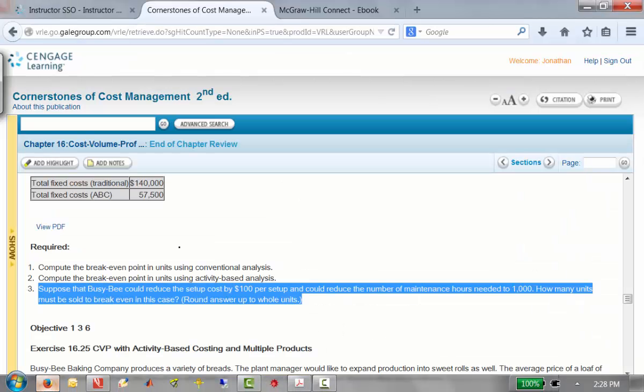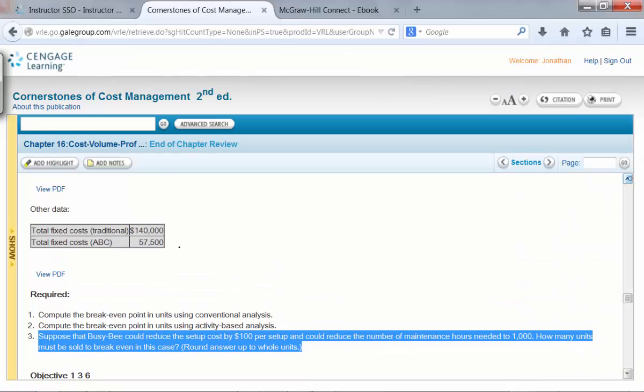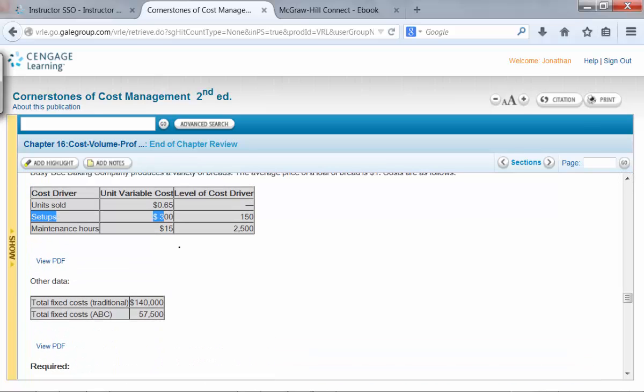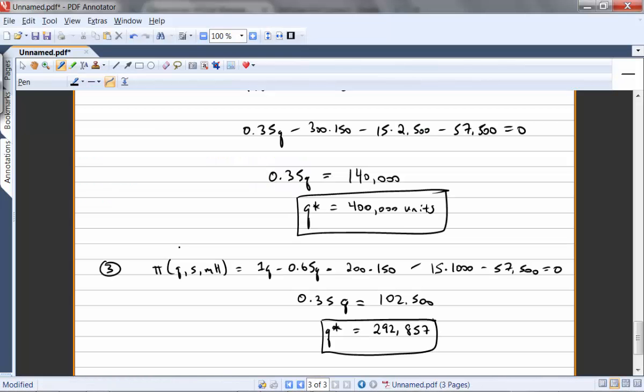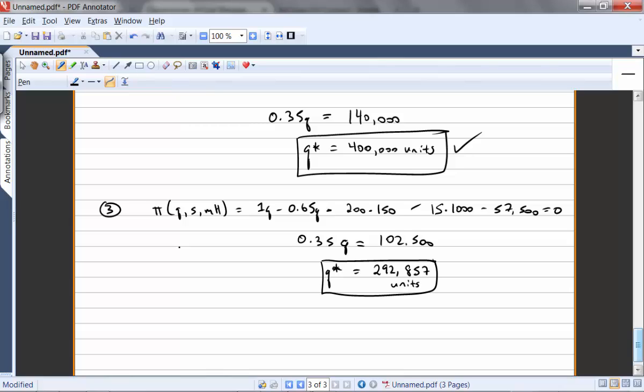So what's interesting is that with ABC, if we analyze our costs, we take note of these costs for setups and maintenance hours, and then we realize, hey, if we can reduce our setup cost by $100 and we don't need as many maintenance hours, we don't have to produce as many units just to break even as we did before. So that's one of the insights that you get from using activity-based costing, doing that first, and then doing the cost-volume-profit analysis. So that concludes that problem.